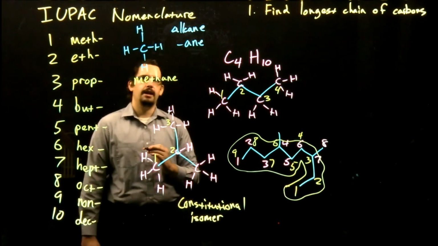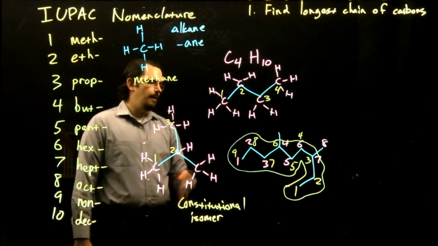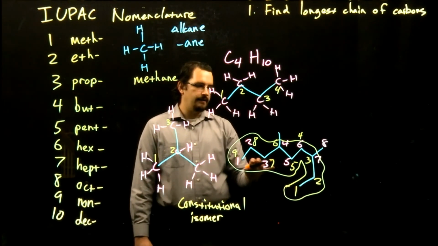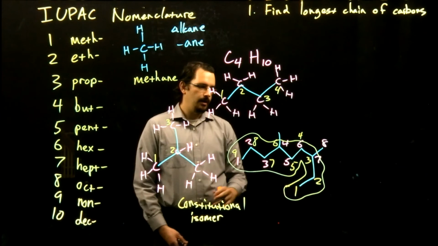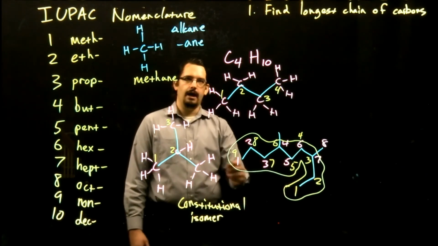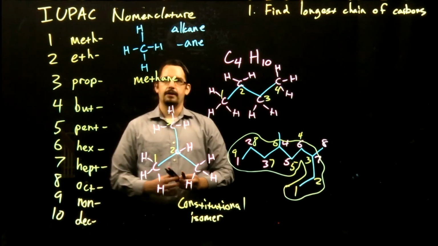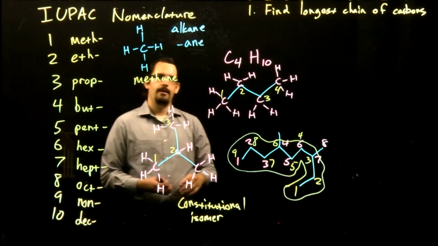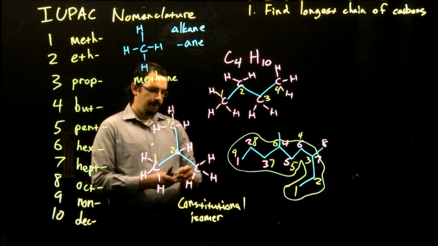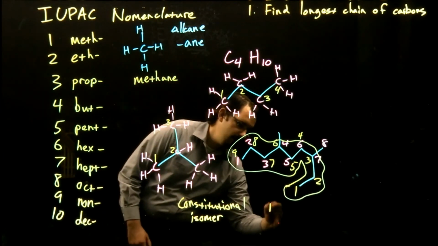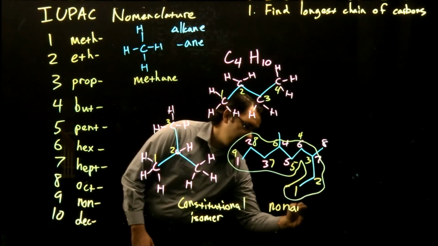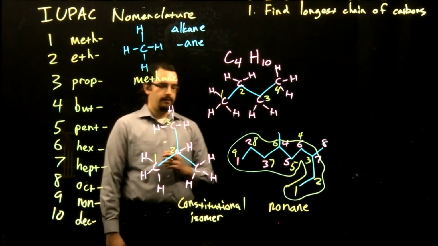So my parent chain is indicated there. And I would use that as the base for my name. My parent chain includes 9 carbons that I just counted out. So I look over here, I use the known prefix for my 9 carbons, and I would name this as nonane, my alkane with 9 carbons.